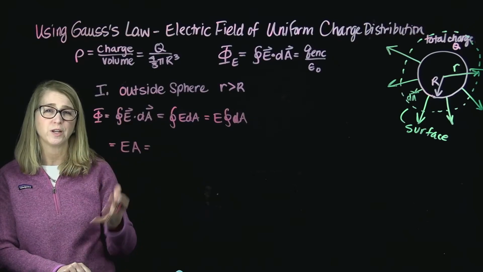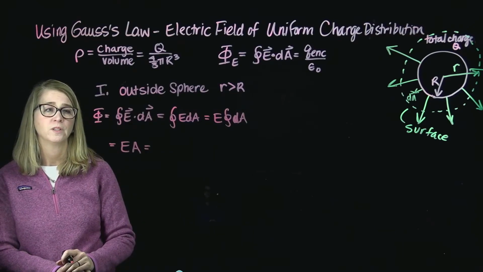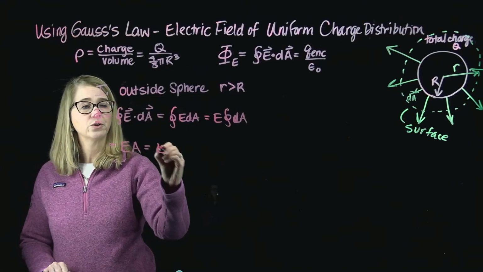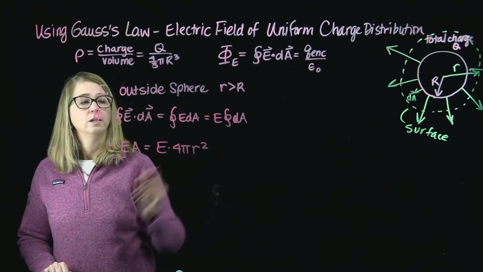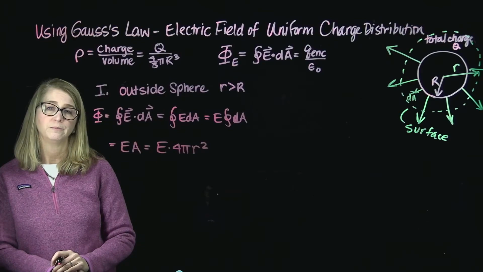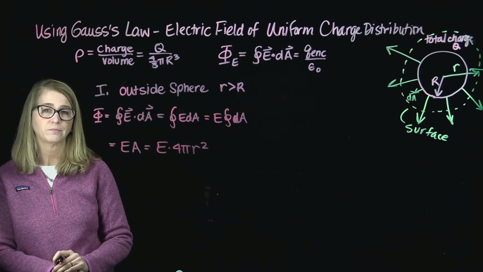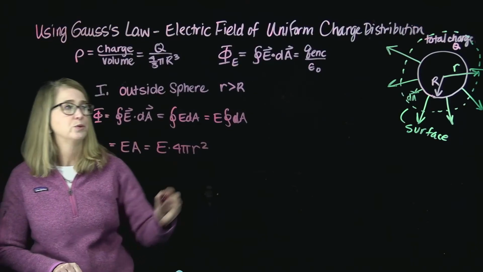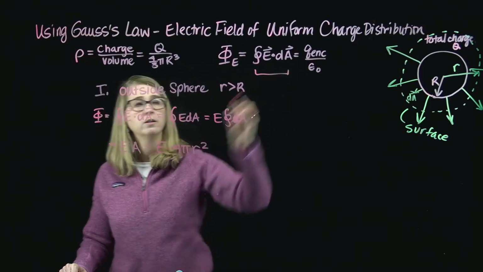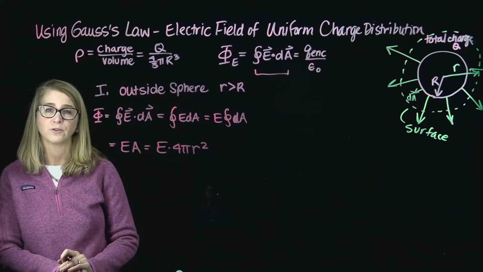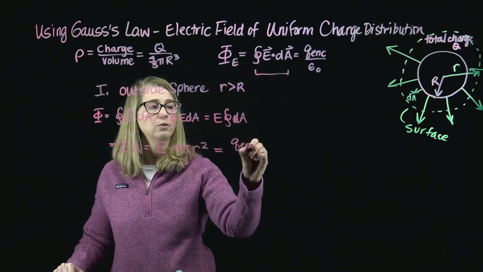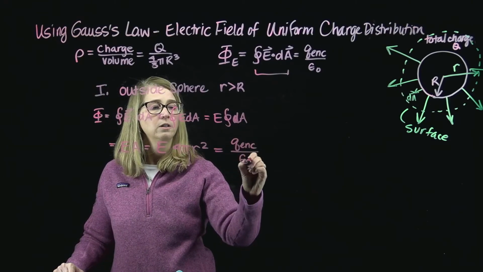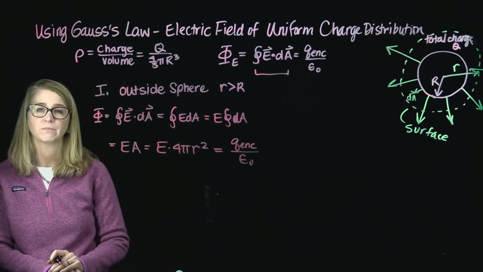What's the area? It's the surface area of a sphere. If you don't remember what it is, you're going to soon be in a position to remember it. It's 4 pi r squared. Now, what we've done is we've sort of dealt with this part of Gauss's law. This is equal to the charge enclosed over epsilon naught.